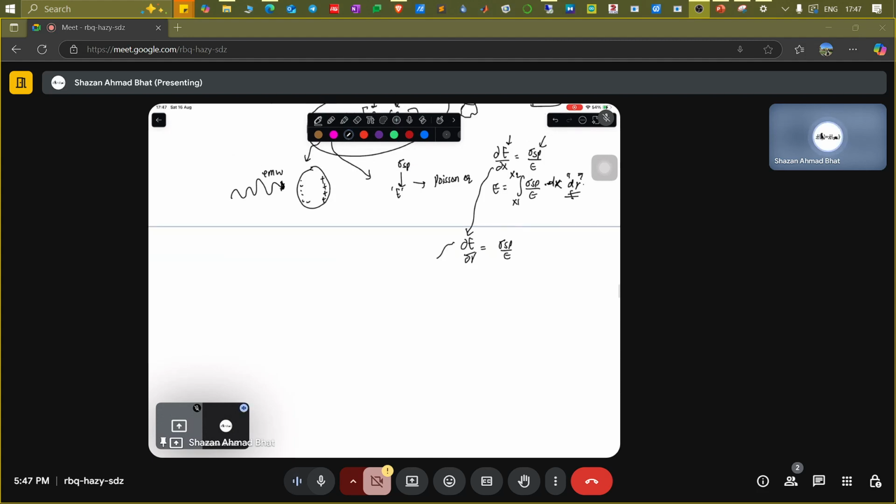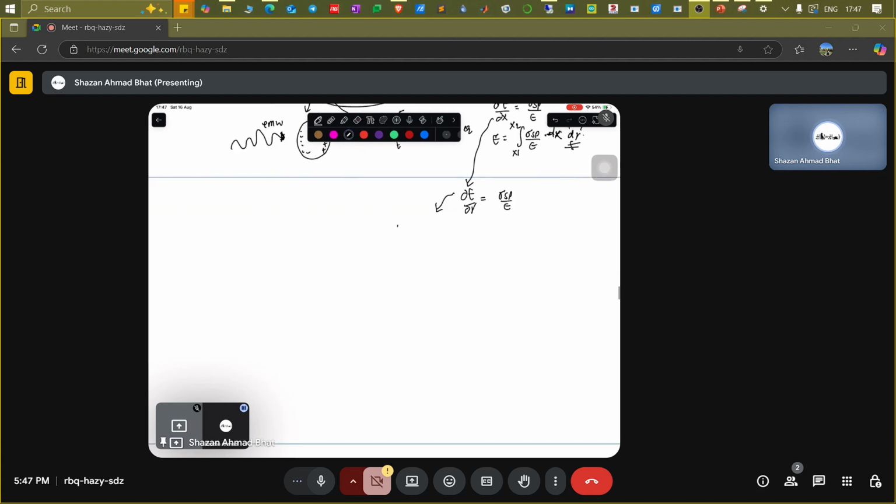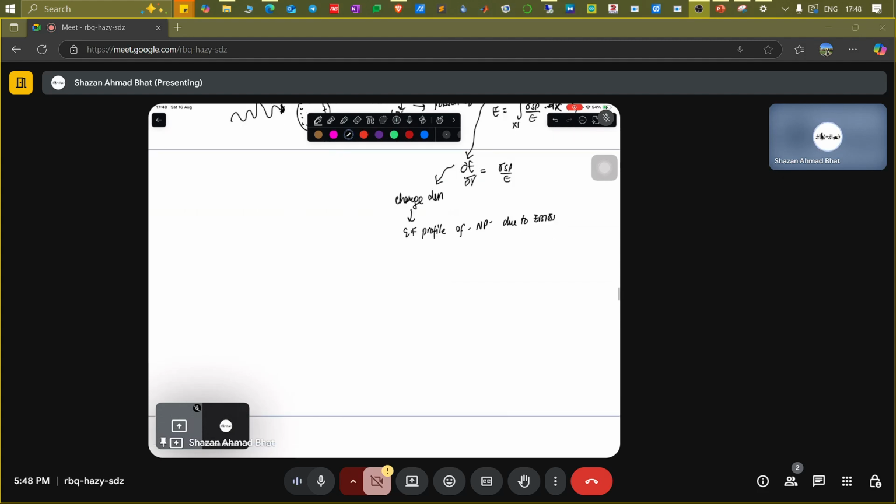Once you do it, you can then compute something called a charge density. Not charge density, you already have the charge density. So let's say you have the charge density, and you computed the electric field profile or distribution over the nanoparticle due to the electromagnetic wave. And if you have this, you can compute the current density.